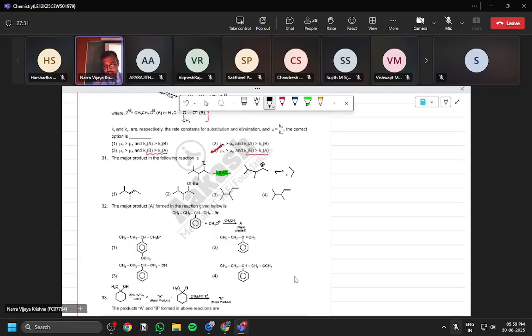During that rearrangement, H will migrate. So you will get positive charge here. Bond, bond. Correct? Correct or not? Now what will the base do? The base will pull the H plus out to form a double bond. So to form a double bond, the first option and third option both are possible.